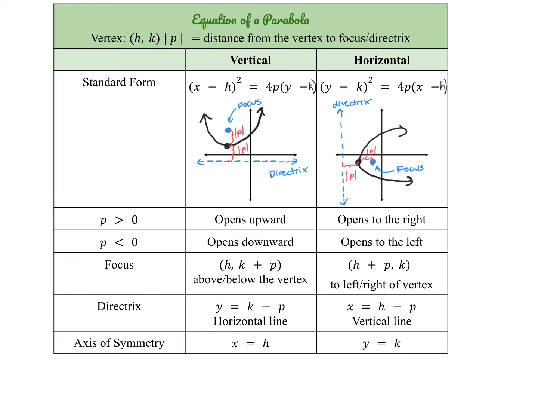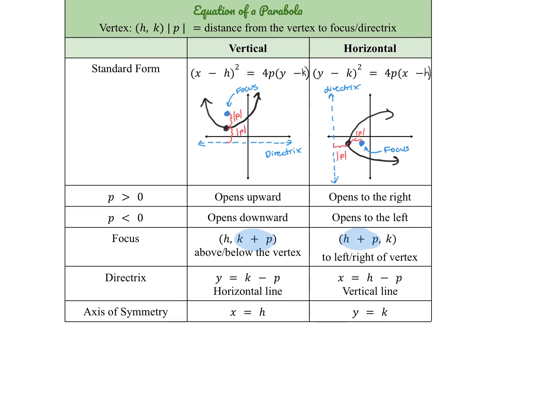So for our focus, again, for a vertical parabola, it's either going to be above or below, depending on if your p-value is positive or negative. And for your horizontal parabola, your focus is either going to be to the right or left. So since it's above and below here, you can see that we can find it by adding or subtracting p to k. That means above or below. And then here, since it's going to be to the right or left, we add or subtract it from h. Okay? So again, above or below the vertex, to the left or right of the vertex.